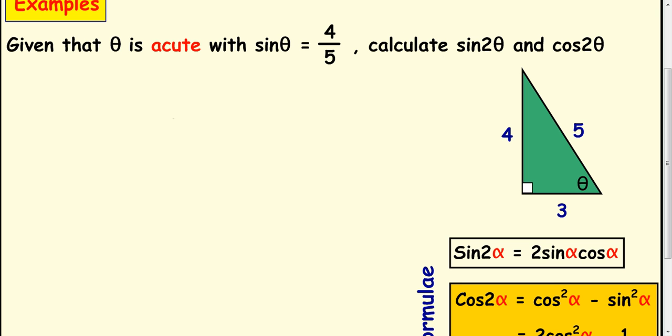And that would give you this idea here. There's your opposite and your hypotenuse, 4 and 5, and the adjacent must be 3. And from this we can calculate that cos theta is equal to 3/5.